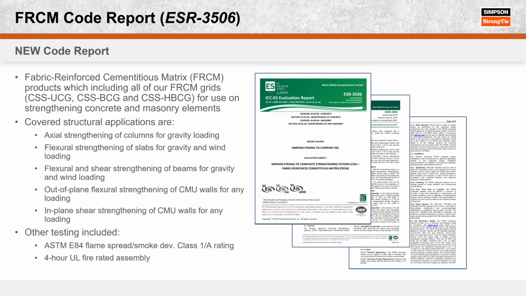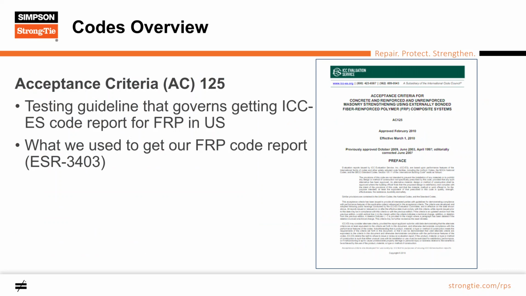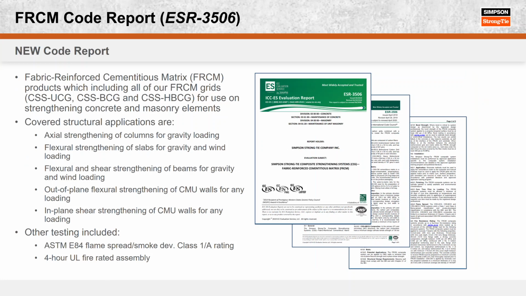I have some other slides that go through more details. Just one thing: I think we talked about the different criteria before, but this is AC 125 for FRP. For FRCM, there's a different acceptance criteria called AC 434, and that's what this code report is tested to. Right. Yeah, thank you.